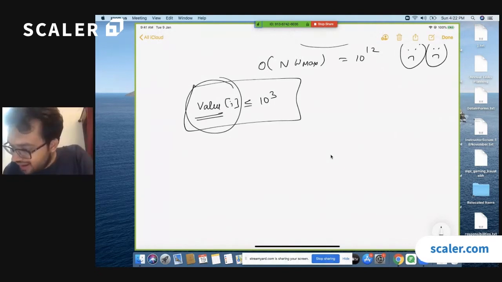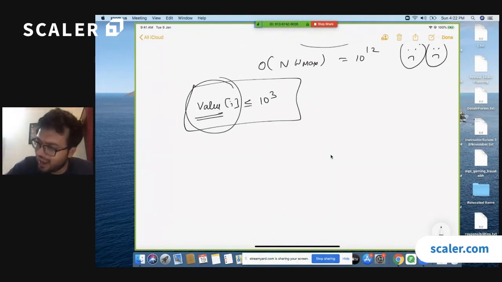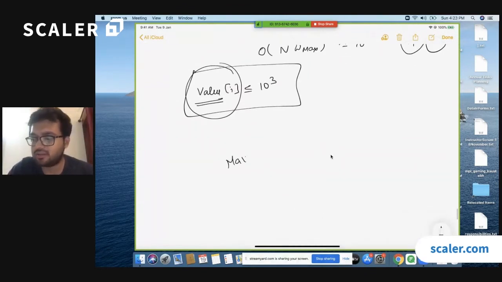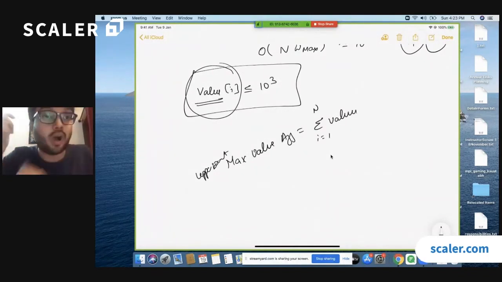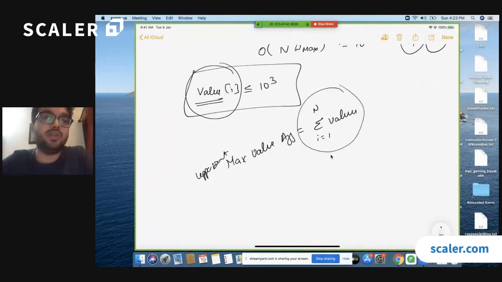Okay. So the value of item i is less than or equal to 10 power 3. So you tell me, folks, if I am solving this problem, what is the maximum value that I can hope to get? Let's assume there was no constraint. The upper bound to the maximum aggregated value that I can get would be just the summation of all the values. Does that make sense? If I just do the summation of all the values, that can be the maximum value that I can get. Does that make sense, everybody? I cannot get a value more than it because I'm selecting every single item.